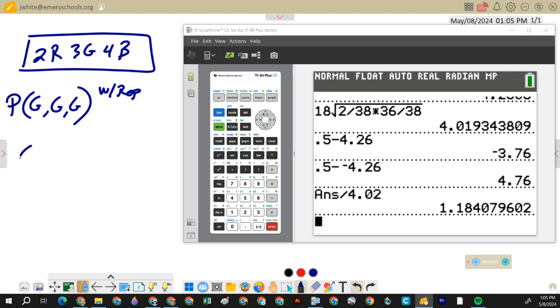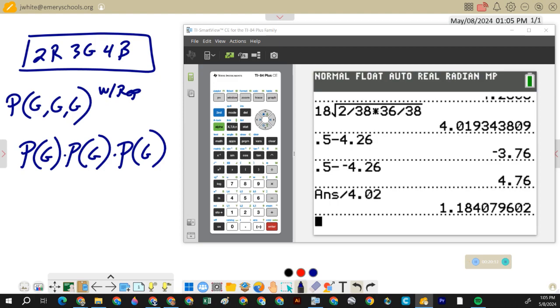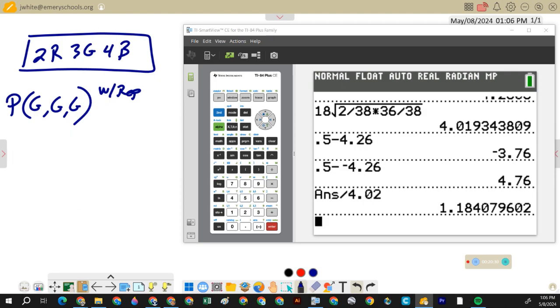So we can do the probability of green times the probability of green times the probability of green, which is just going to be 1/3 times 1/3 times 1/3, which would be 1 over 27. Okay? I'm allowed to multiply because they are independent. The first one does not affect the second one. Okay? All right. What is the probability of green and then blue without replacement?